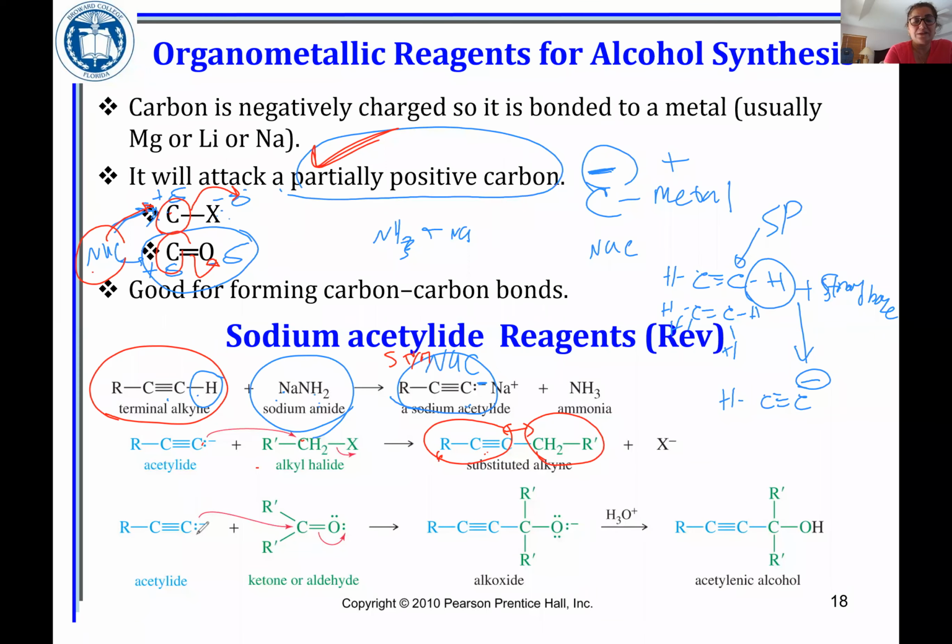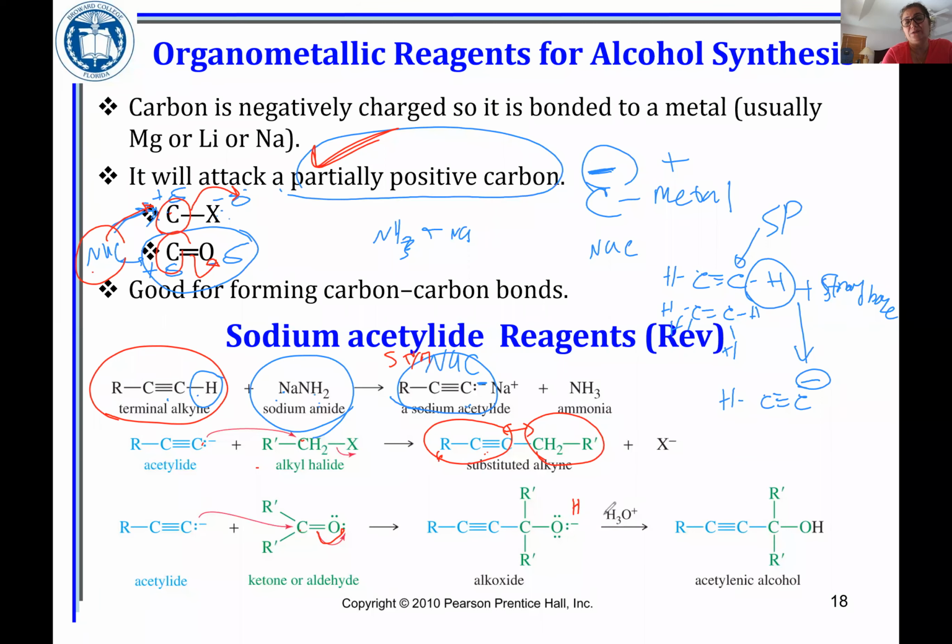But if it does attack the carbonyl group, there is no leaving group here. A leaving group must be stable on its own. So the pi bond will break over the oxygen. You get the alkoxide. On the next step, you can just add a hydrogen to it.